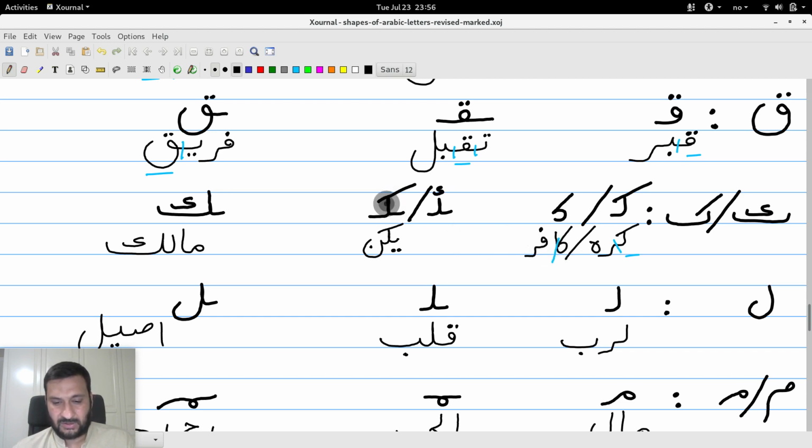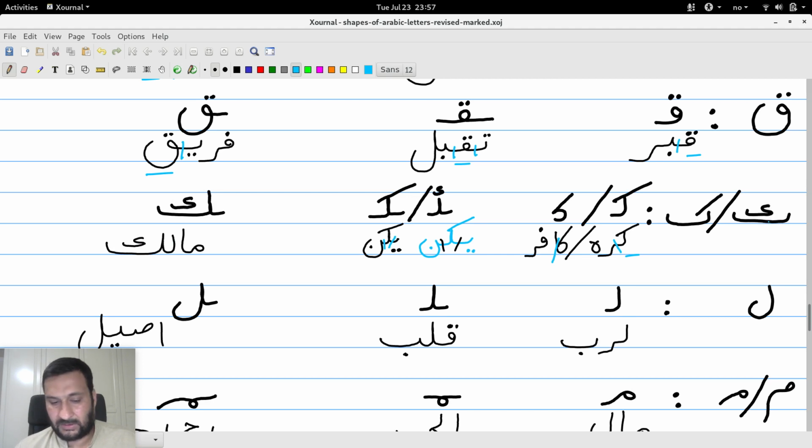If kaf appears in the middle of the word, then it appears like this, like this word yakun. So here is ya. Very short. Ya and kaf. So ya, kaf, noon. I can stretch it for you a little bit. So I can say ya, kaf, noon. Just to make it a bit easier. So here and here. Right? Alright. Ya, kaf, noon. And then if kaf appears at the end of the word, normally it appears like this.